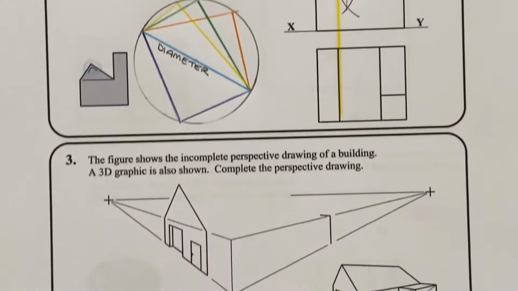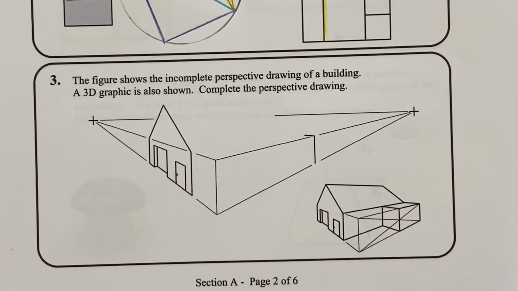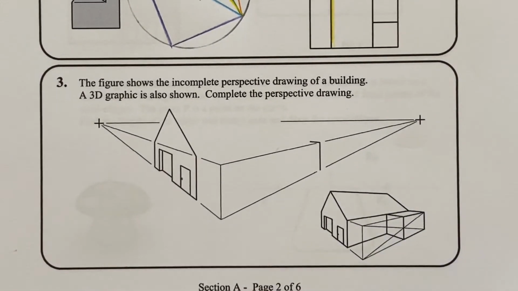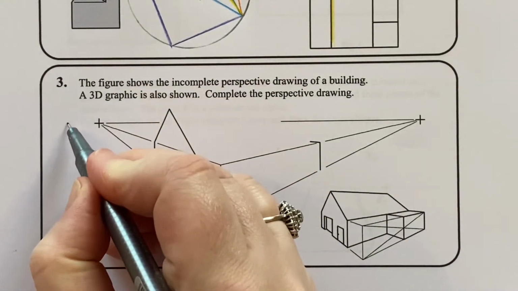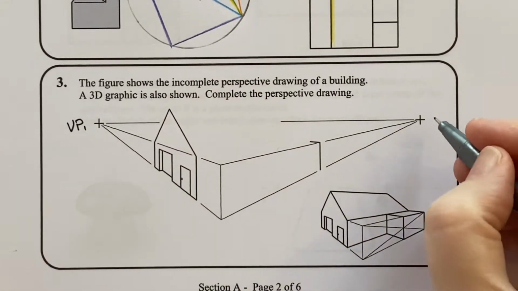All right, question 3 then. In question 3, we're drawing a perspective, one of my favorites. With perspective drawing, it's a matter of extending on your lines to the 2 vanishing points. So on the left here, we have VP1. On the right, we have VP2.